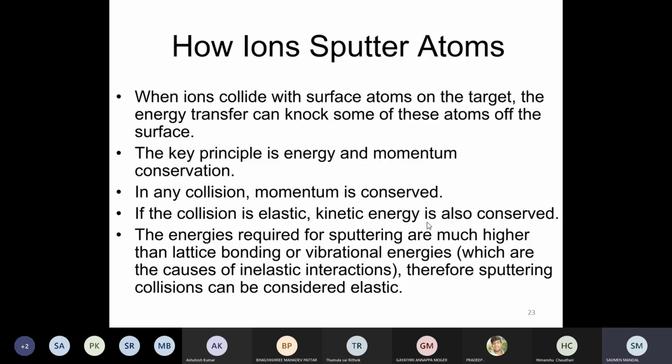We need to understand that if the collision is elastic, kinetic energy is also conserved. The energy required for sputtering is much higher than the lattice bonding or vibrational energy, which cause inelastic interactions. Therefore, the sputtering collision can be considered elastic. This is very important: in the sputtering process, the collision is elastic. And the required energy should be higher than the lattice bond energy.